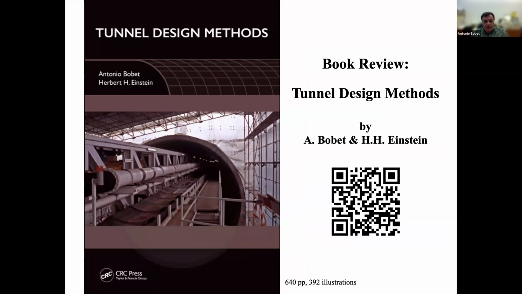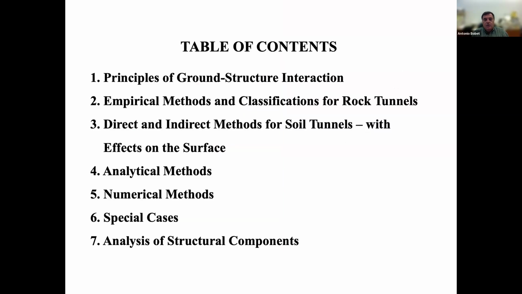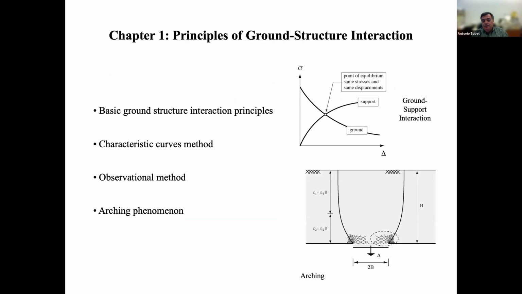And some trivia: a little bit more than 600 pages, but we are proud of having almost 400 illustrations in tables and figures, where we made the effort to convey the most important concepts. I'm sharing now the table of contents of the book. We have 7 chapters. I'll go briefly through each one of them so you have a sense of what is included. Chapter 1 is about the principles of ground structure interaction.